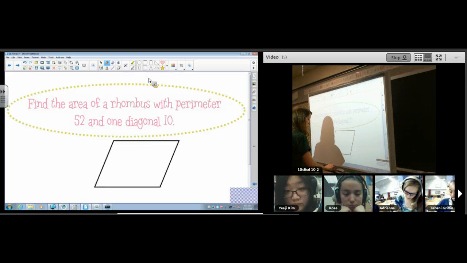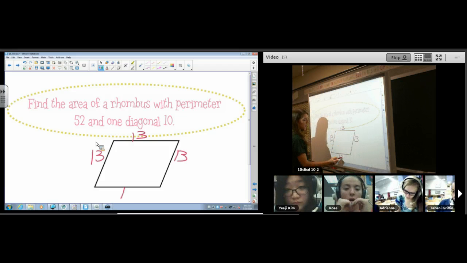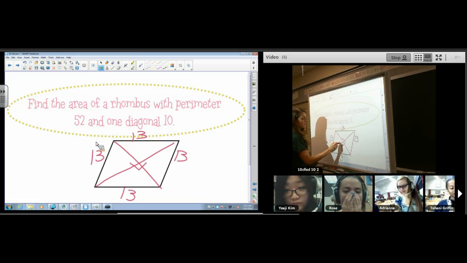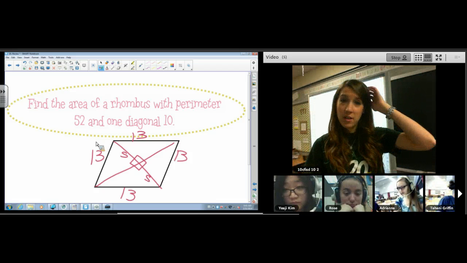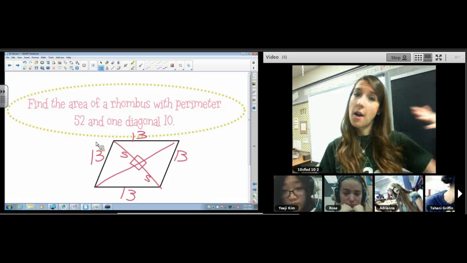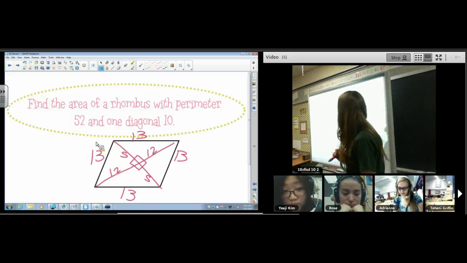Once you drew the picture and figured out what information I had given you, it really wasn't so bad of a problem. 52 divided by 4 is 13. One of the diagonals is 10, so that's 5 and 5. And then we've got a Pythagorean triple, 5, 12, 13. That one kind of shows up a lot.